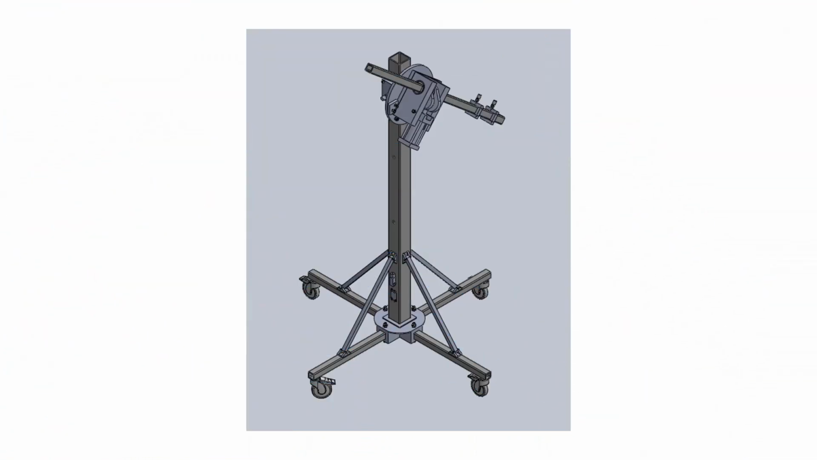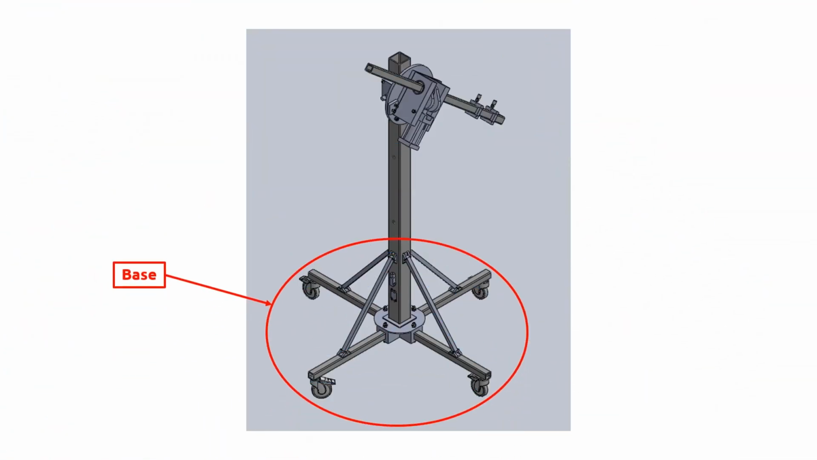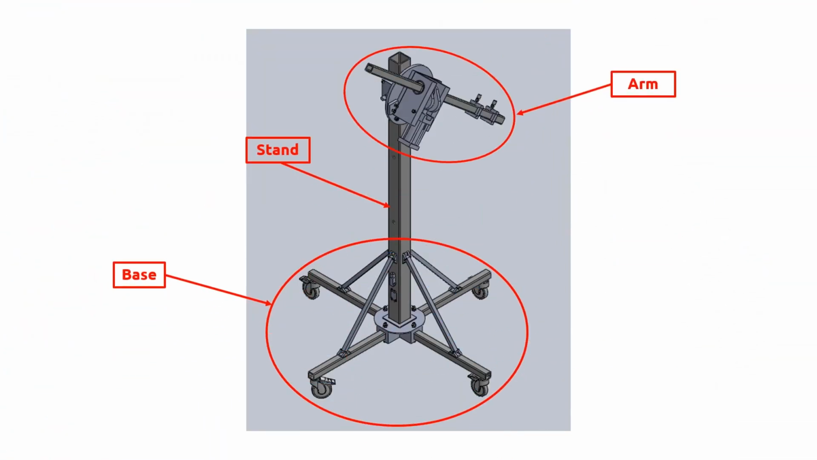The antenna mast is a combination of a base, stand, and arm, which holds the antenna in the position desired by the EMC test technician. There are 3 main functions of the antenna mast: height adjustment, boresight angle adjustment, and arm polarization adjustment.